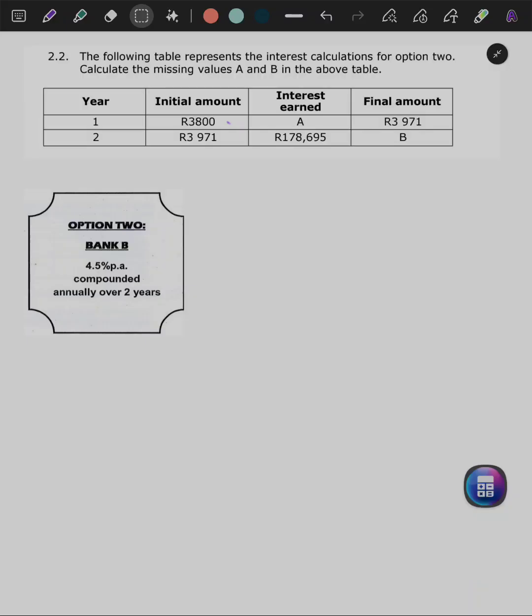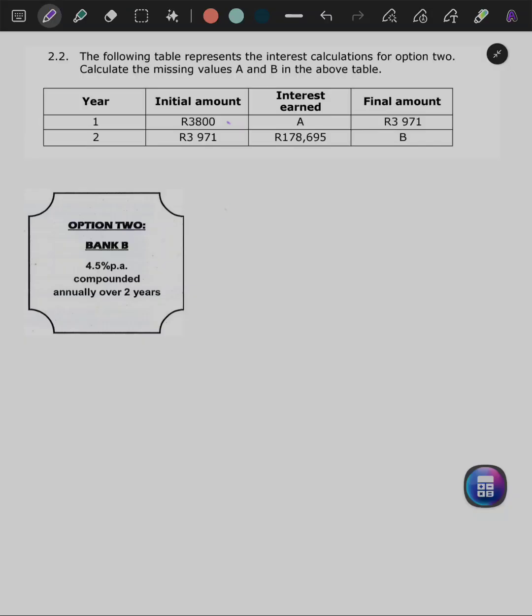Okay, so let's make sense of this table. Our table tells us firstly year 1, and we've got the initial amount. That's how much is in the account at the start of year 1. Now we need to add our interest earned, and our interest, they tell us, is 4.5% per annum, compounded annually. You're only going to deal with annual interest in grade 10. As we get higher up, we'll deal with compounding monthly or quarterly. But for grade 10, we just need to know it's for the year.